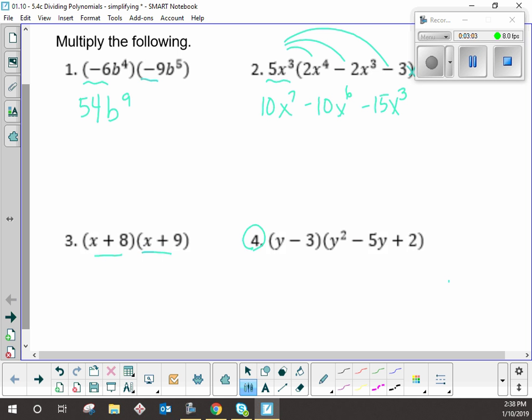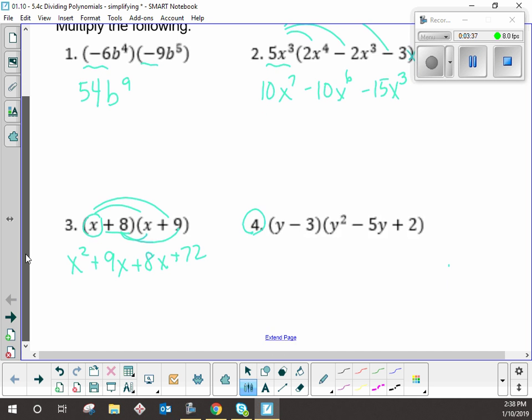So here's how I like to think about it instead, and you might find this better. It's really just distributive property twice. Because here I've got x plus 8. I'm just going to take this x and distribute it through and get x squared plus 9x. And then I'm just going to take the 8 and distribute it through and get 8x plus 72. It will give me the same answer, and I don't have to remember what FOIL even means. It's just distributive property twice. And then we're going to use that exact same skill in number 4 in just a second.